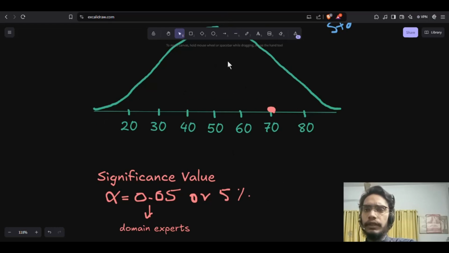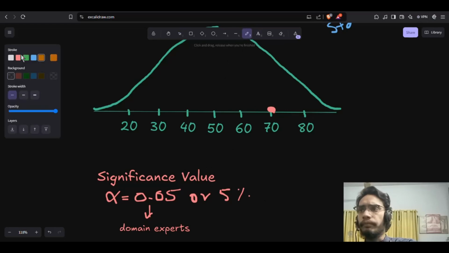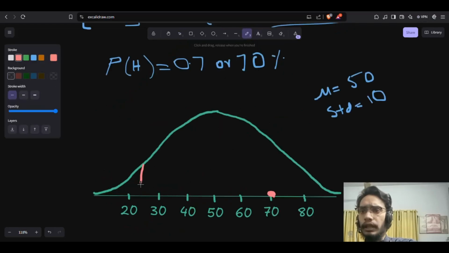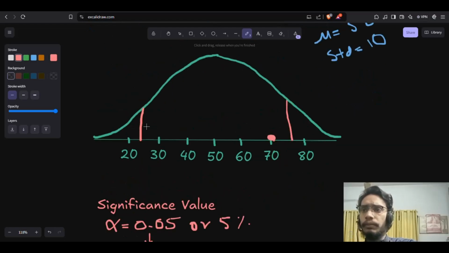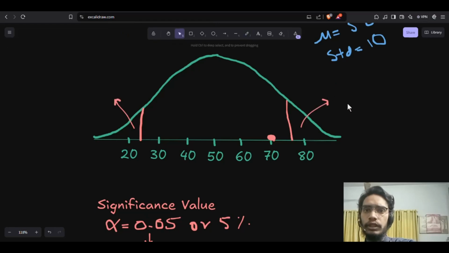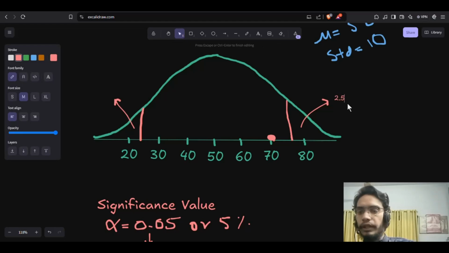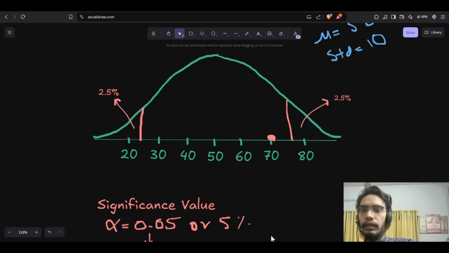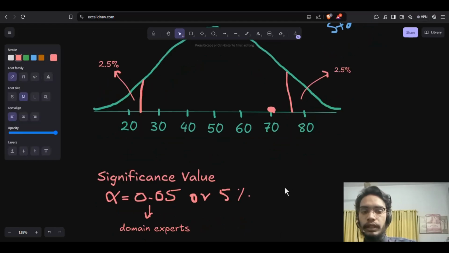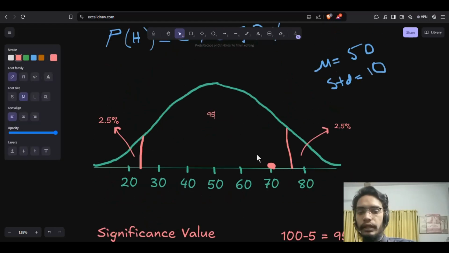So if I have the significance value 5, it means I want to draw some boundaries here. Let's say I got this confidence interval and this confidence interval right here, right? So this would be 2.5 and this would again be 2.5, right? So these two would be your 2.5%, and again this would also be your 2.5%. And if I subtract this, 100% minus 5% is equal to 95%, right? This would be your 95% of the total distribution here.